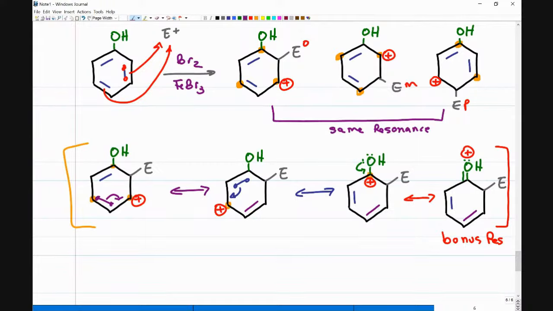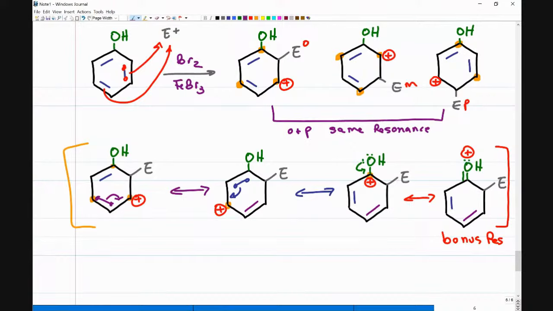But the meta has a different resonance. The meta is the reverse pattern. Ortho and para are the same. Okay, this is the most important part of this session, so let me know if you're with me. Let me know if that makes sense. And if you understand that, then this is how I'm going to answer the question from before.